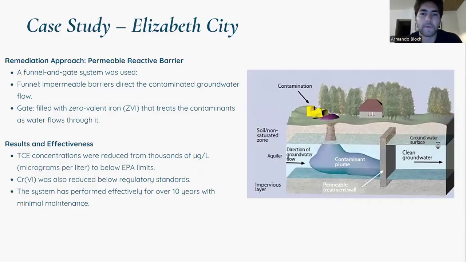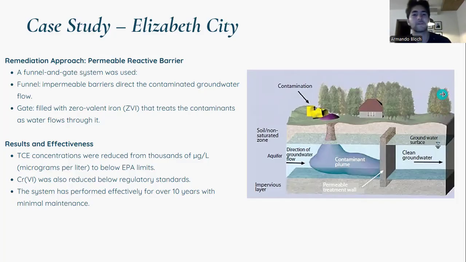The remediation approach used in this project was based on a permeable reactive barrier system, specifically a funnel and gate design. The funnel portion consists of impermeable barriers that guide the flow of contaminated groundwater toward the central treatment area. That leads us to the gate, which is filled with zero valent iron. As the groundwater passes through this gate, the ZVI reacts with the contaminants, effectively treating them in place.